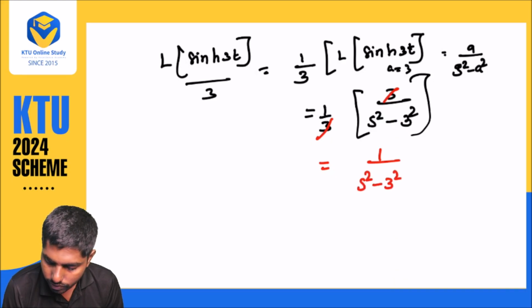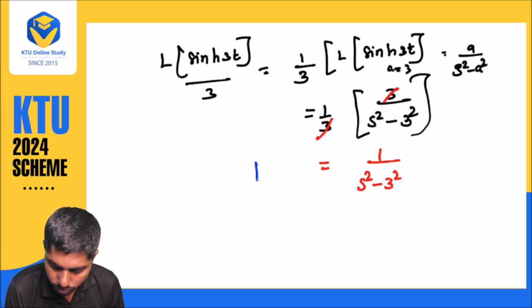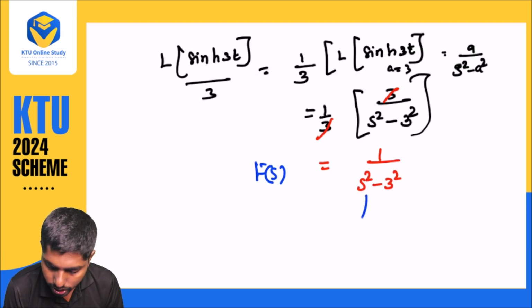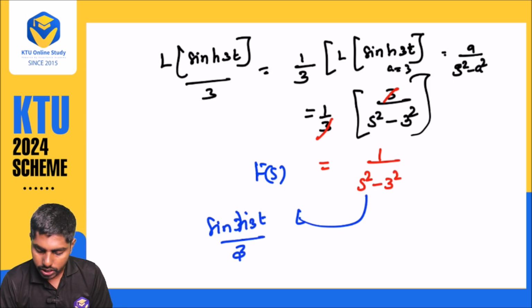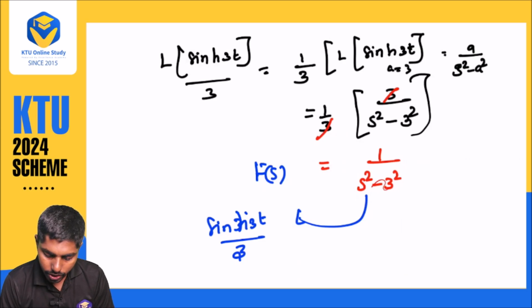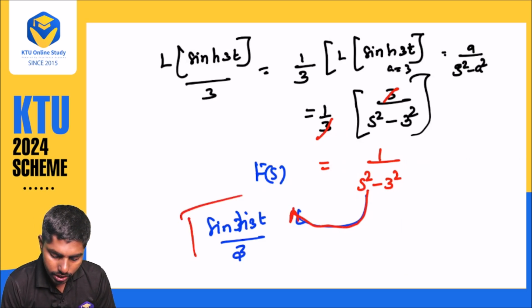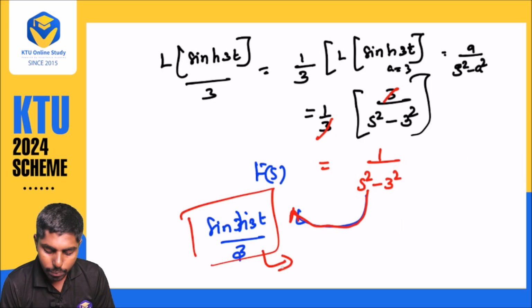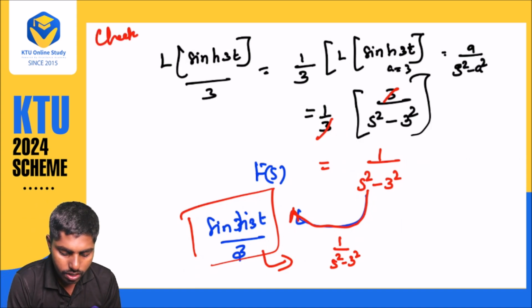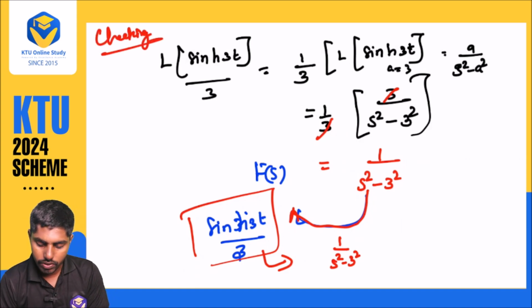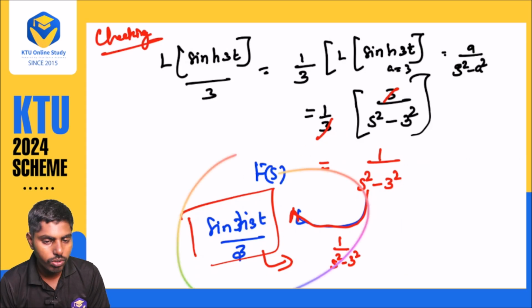This is the reason we are getting the inverse value. This is f of x. When you take the inverse of this, we will get sin h3t divided by 3. Hence we can prove that. When you take the Laplace of this value, we will get 1 divided by x square minus 3 square. I just checked this for you, whether it is coming correct or not. It is coming correct.